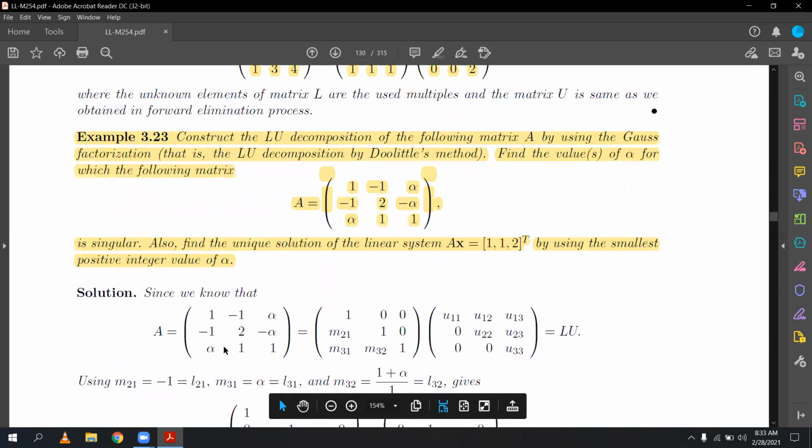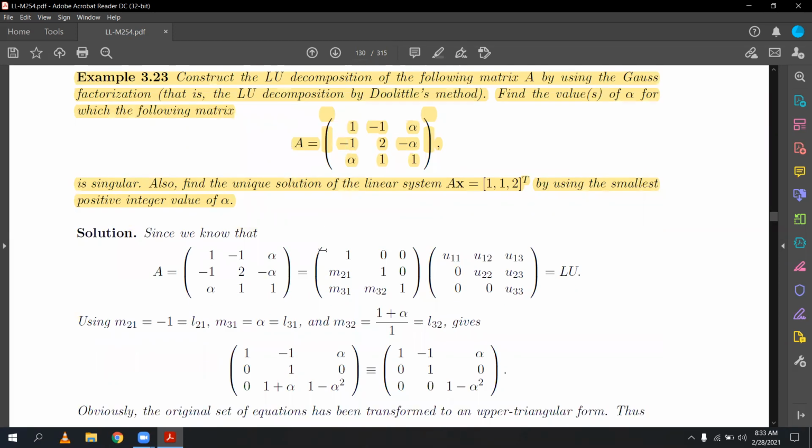Last, we convert A into the upper triangular form by using the simple Gauss elimination method. So you have to find the elements of L and U. This is not equal to 0, so you have to make this one and this one equal to 0 by using the multiplier. What is M21? It is -1. M21 and L21, I told you, are exactly the same as in the Doolittle case. And what is M31? M31 and L31 are the same, which is alpha.